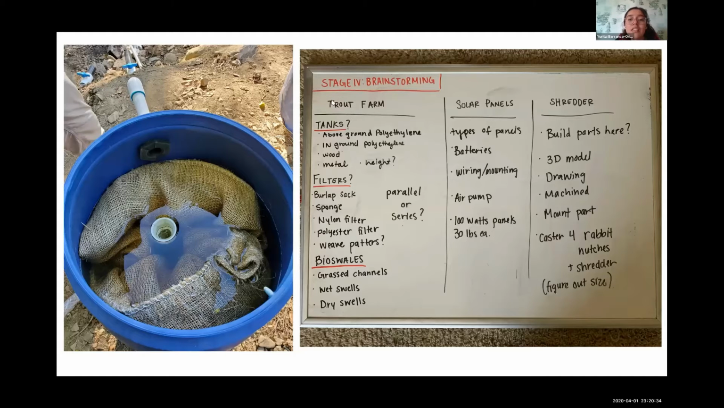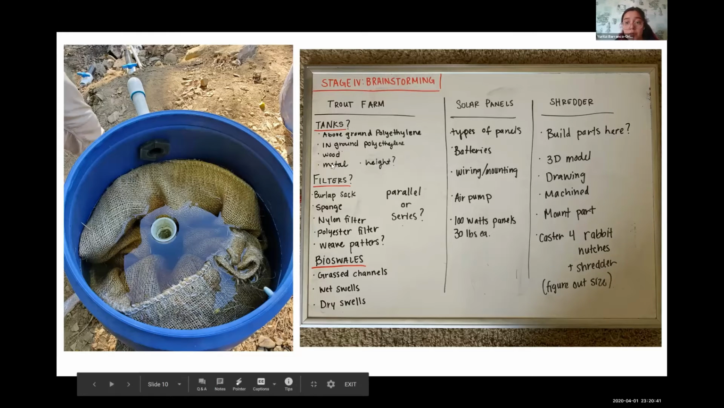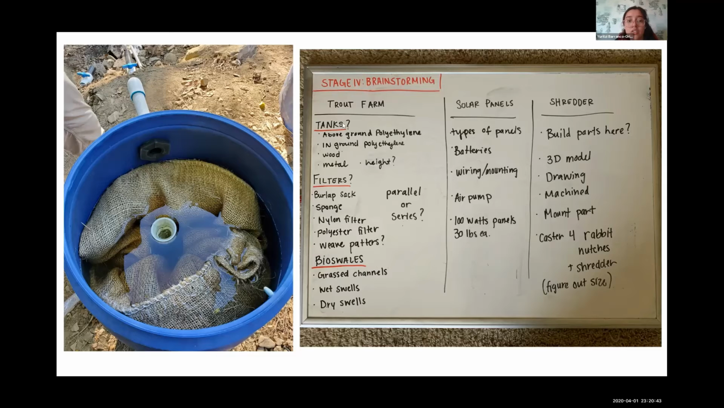Here are the 3 projects that we did: the trout farm, the solar panels, and the shredder. We're only going to talk about the trout farm because that's what Maria, Aaliyah, Omar, and I worked on. There were 3 things that we really focused on when we were brainstorming: the type of tank, what type of filters, and what type of bioswales. Here we jotted a bunch of different types of tanks, filters, and bioswales. And this is an example of what we used for the filter over in Costa Rica, the burlap sack.